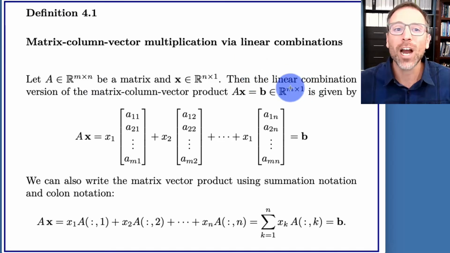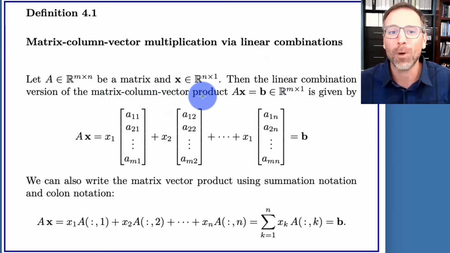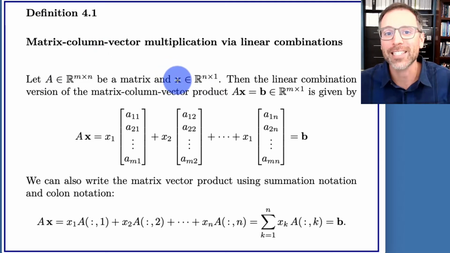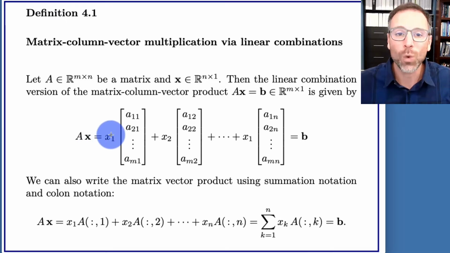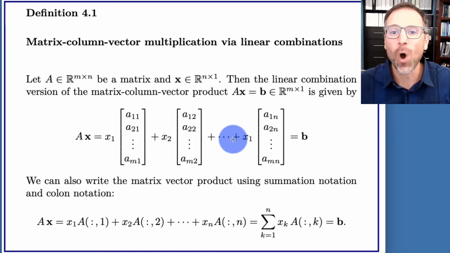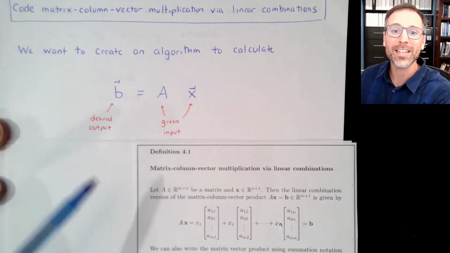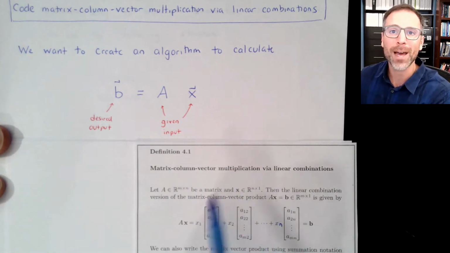We say that the linear combination version of matrix column vector multiplication, where A is our matrix and x is our column vector, and we multiply those together to produce A times x, is given by the linear combination x1 multiplied by the first column of A plus x2 multiplied by the second column of A all the way down to xn, this should say xn, multiplied by the nth column of A. And that's exactly what we see here. Here, these are the entry by entry definitions, but down on the bottom, we see that this is colon notation for the appropriate column.